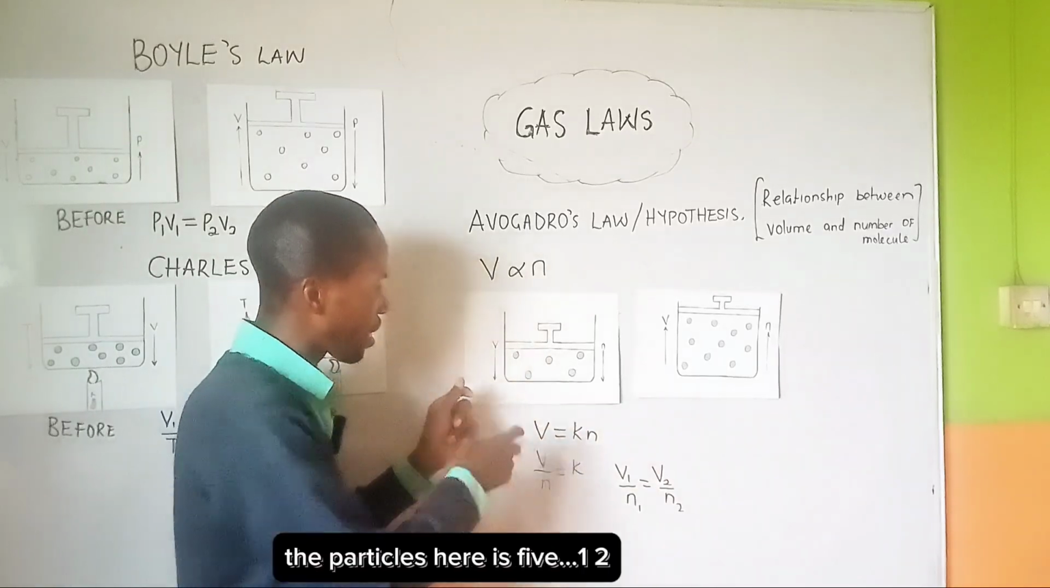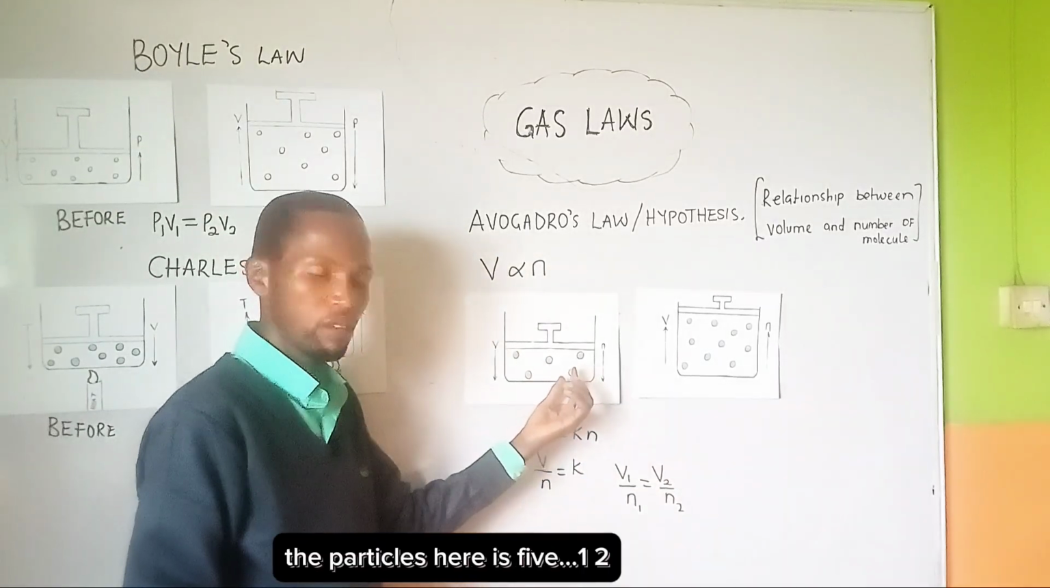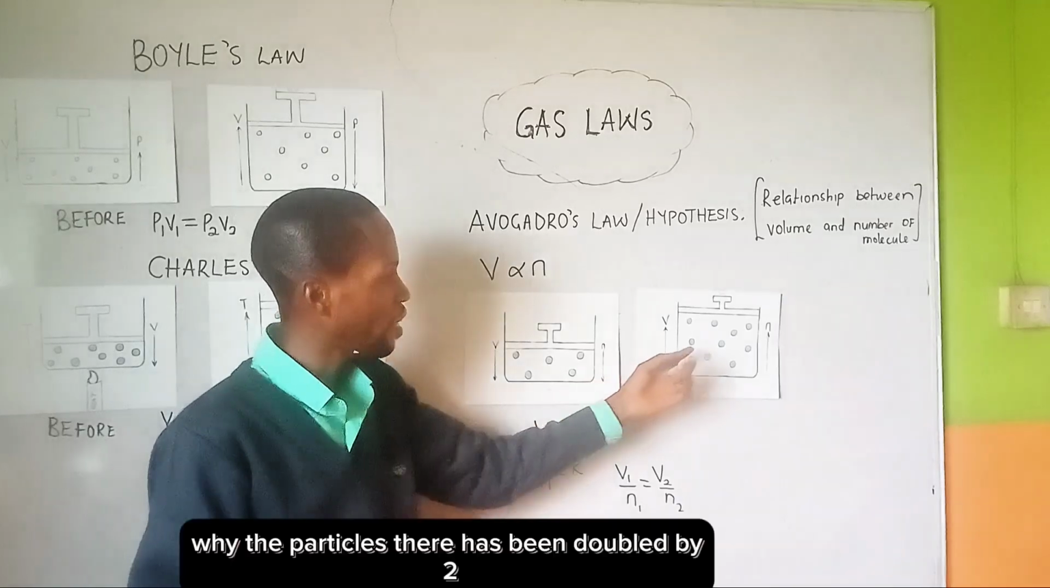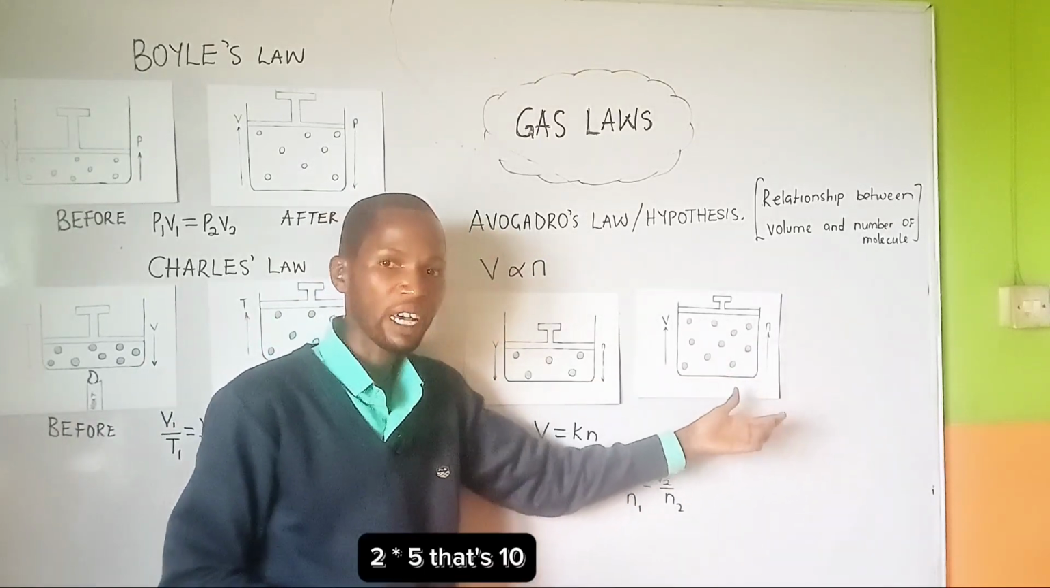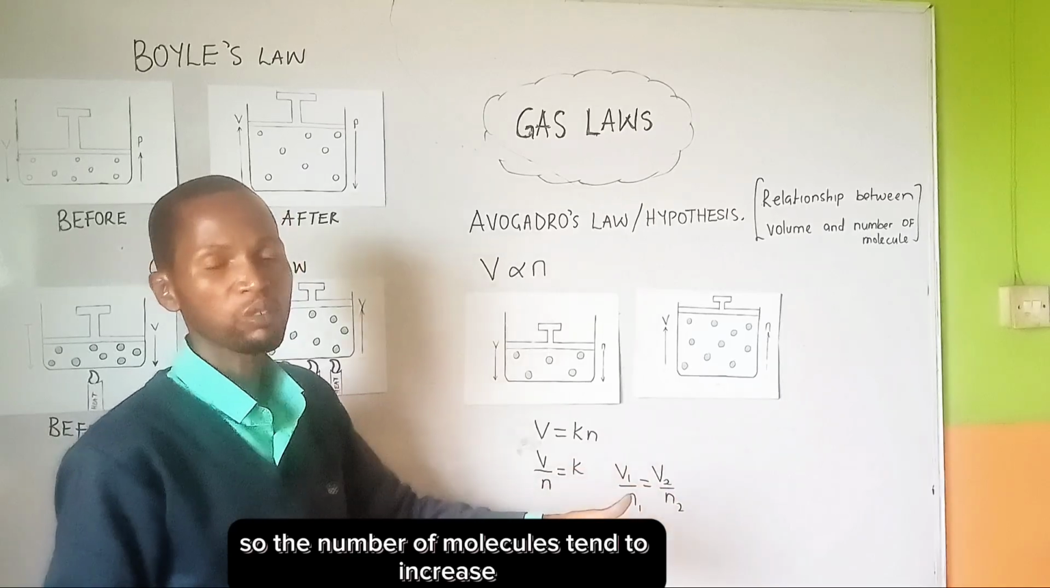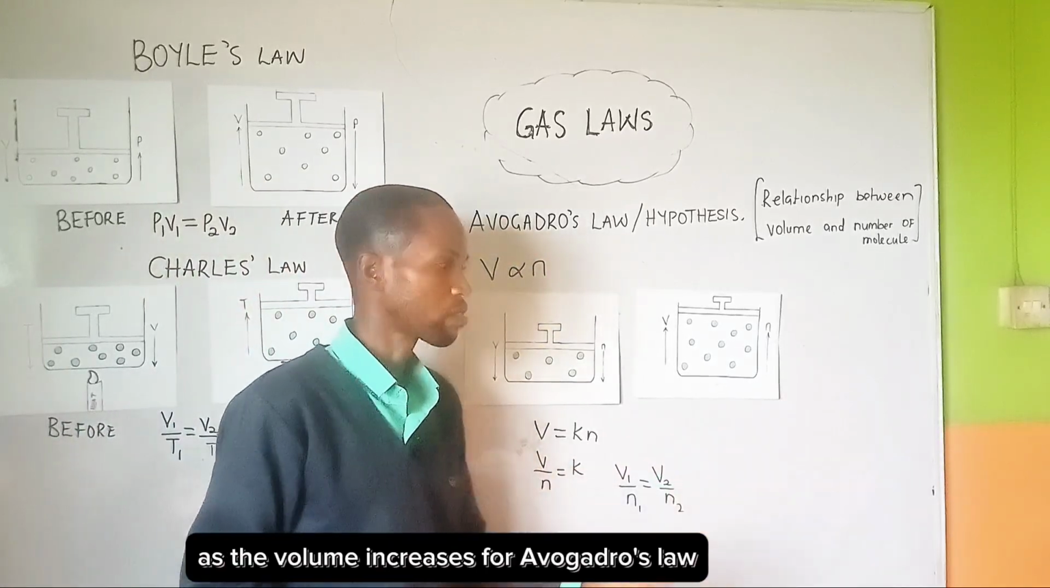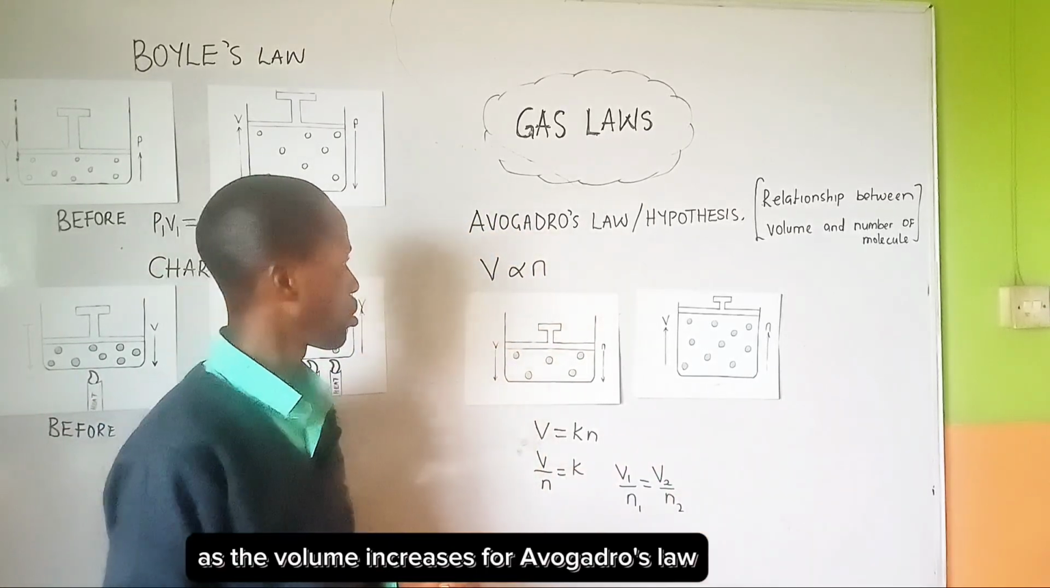The particles here are 5: 1, 2, 3, 4, 5, while the particles here have been doubled. 2 times 5, that's 10. So the number of molecules tends to increase as the volume increases for Avogadro's law.